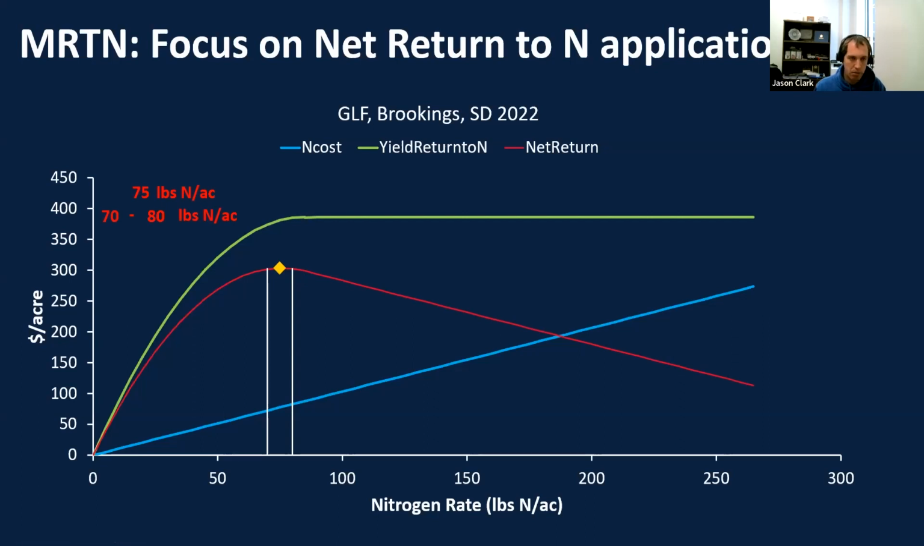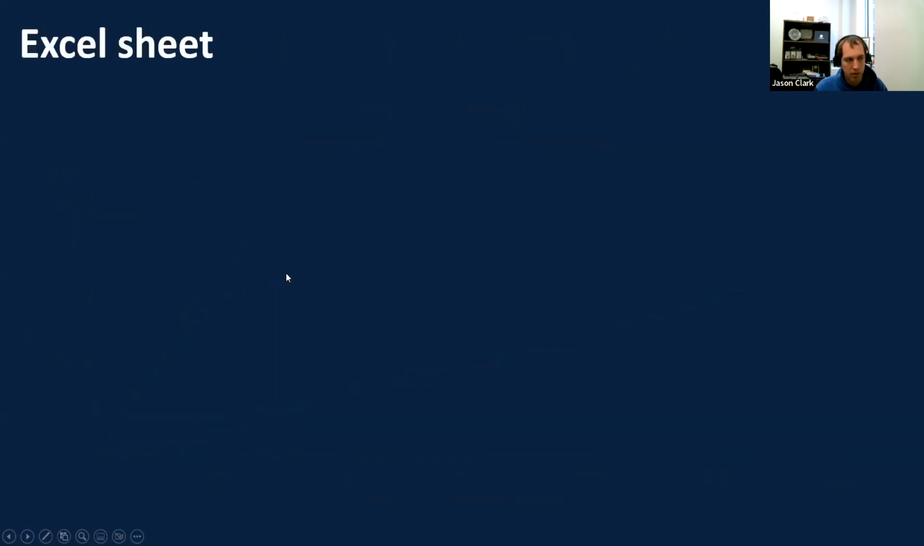So that's what that maximum return to nitrogen focus does: instead of doing yield per pound of N, it takes dollars per acre per pound of N. And what it does is it fits as many sites as you can, puts them in a database, puts them together and graphs them like this to show us the difference that we're going to see. And I do have an Excel sheet that shows some of this, but we don't have a lot of time to do it today. I'll just show you the accuracy.